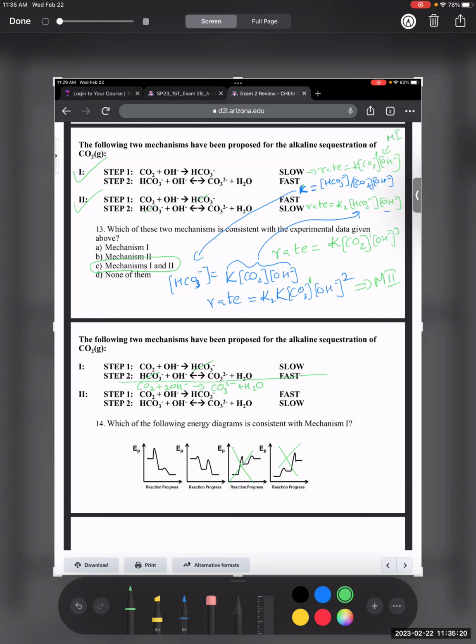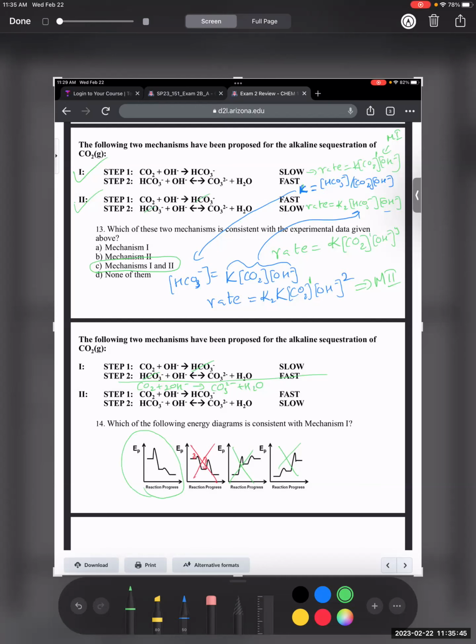And then between A and B, I see that I have a very small activation energy barrier for the first step compared to the second step. Okay, this cannot be. This tells us the second step must be slower, not the first step. Therefore, this is not consistent with the mechanism, and that's going to leave us with option A.